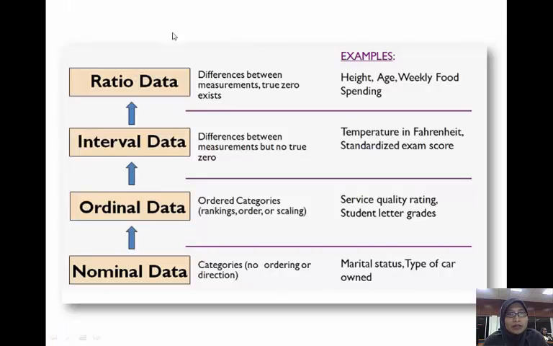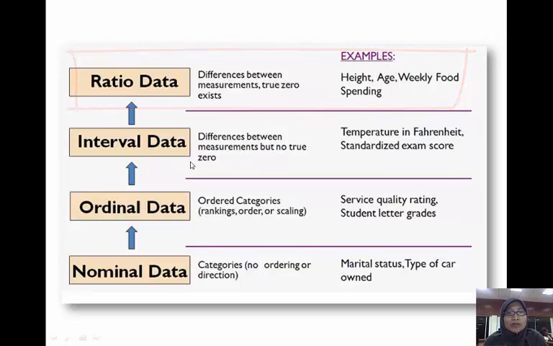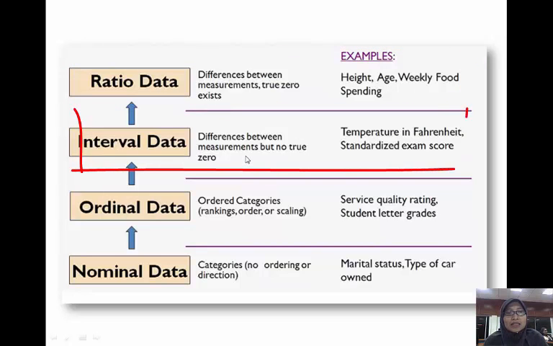Data can also be divided into four categories. First is ratio. This is a hierarchy of data. Ratio data, for example, height, age, weekly food spending. Interval data seems like ratio, but the differences between measurements do not go through zero. Ratio data has a true zero. For example, temperature in Fahrenheit, standardized exam score.